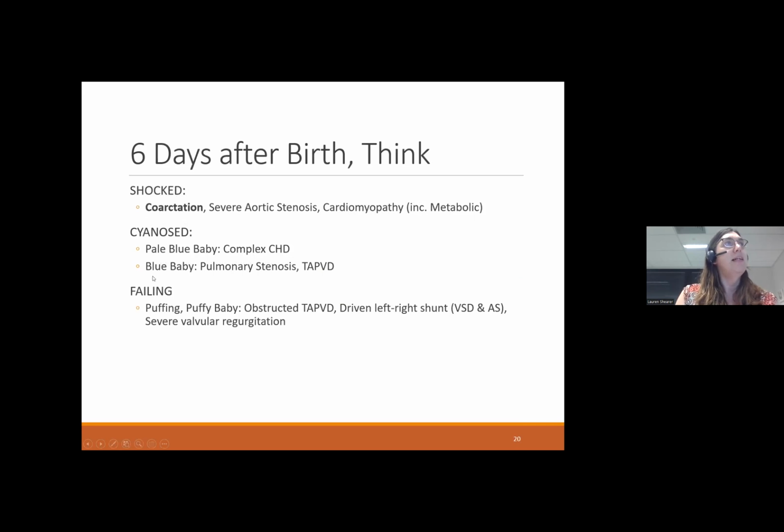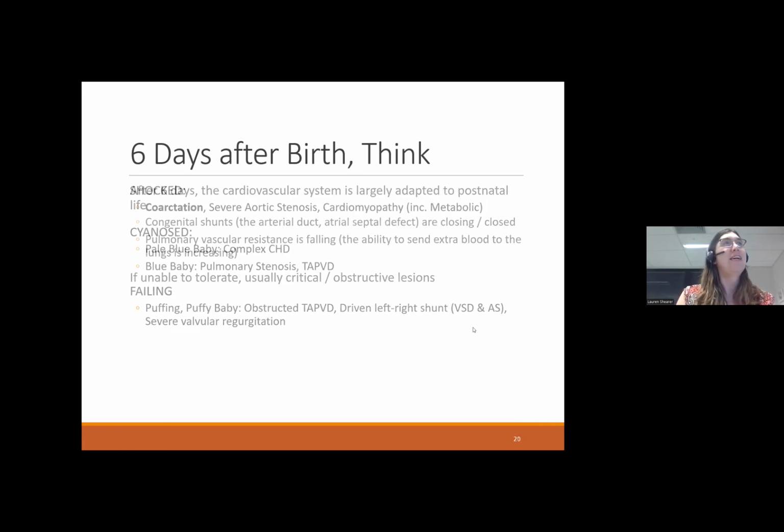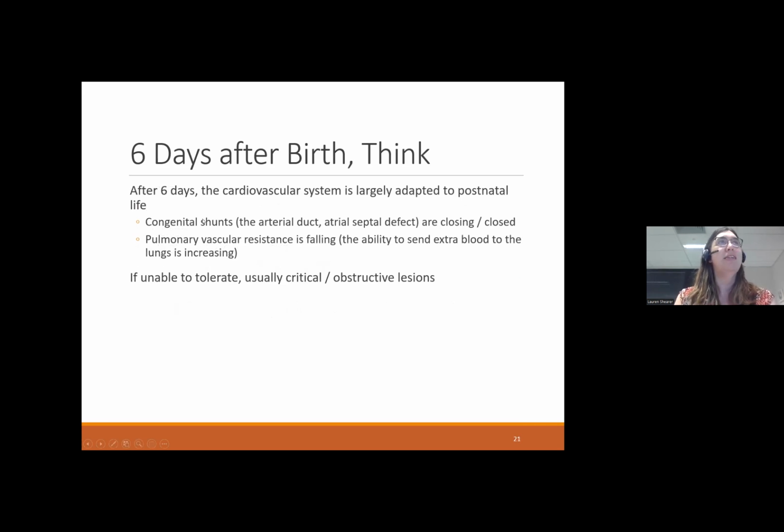Once we get through that, from 6 days onwards, we're starting to think more about the obstructive lesions. So coarctation becomes more important from this point. We may start to be more obvious in our cyanosis. Because the cardiovascular system is largely adapted to postnatal life by this stage, the congenital shunts, the arterial duct and the atrial septal defect, are closing or closed, and the pulmonary vascular resistance is falling, which means the ability for extra blood to be sent to the lungs is increasing. If the child is unable to tolerate this, it is usually due to those critical or obstructive lesions.